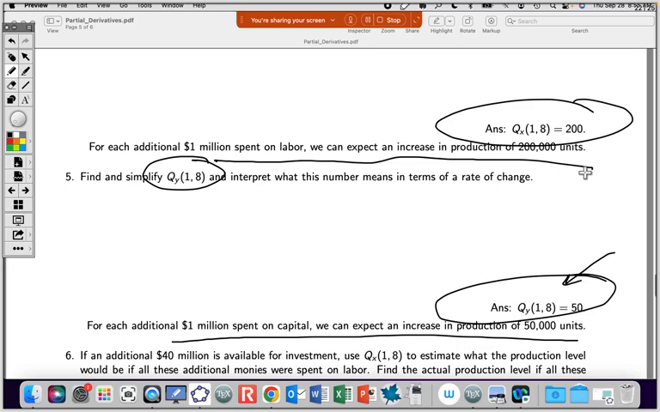In labor, because for labor, for each additional million, you get an extra 200,000, whereas for capital, for each additional million, you're only getting 50,000. Okay.